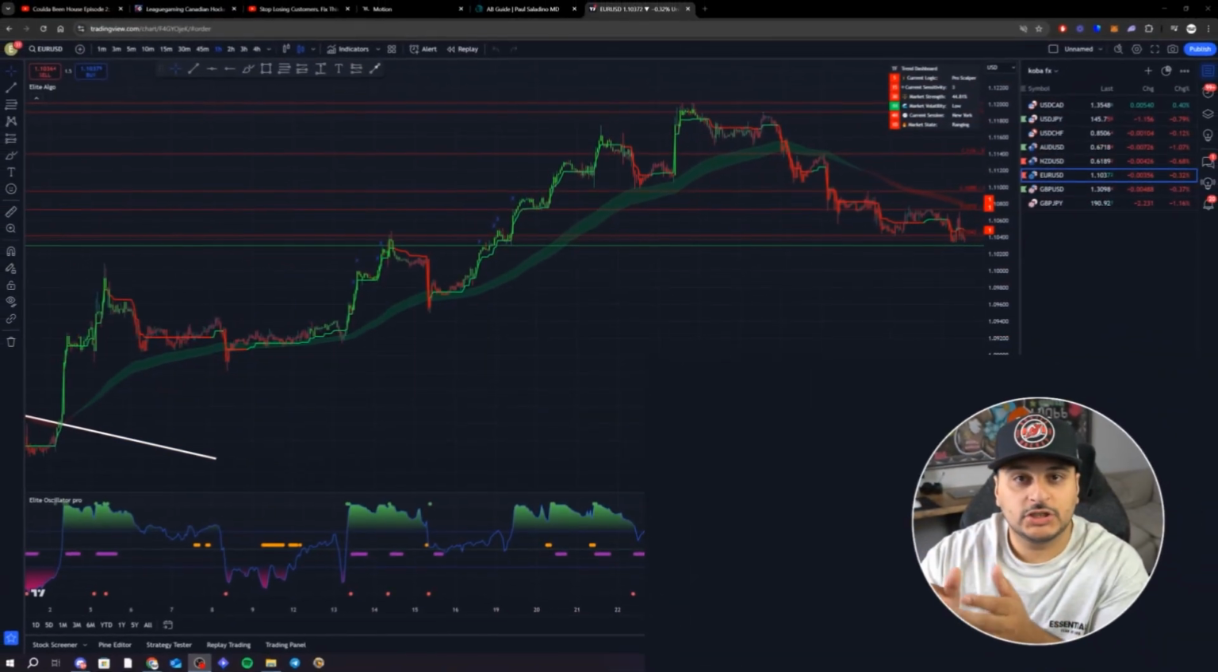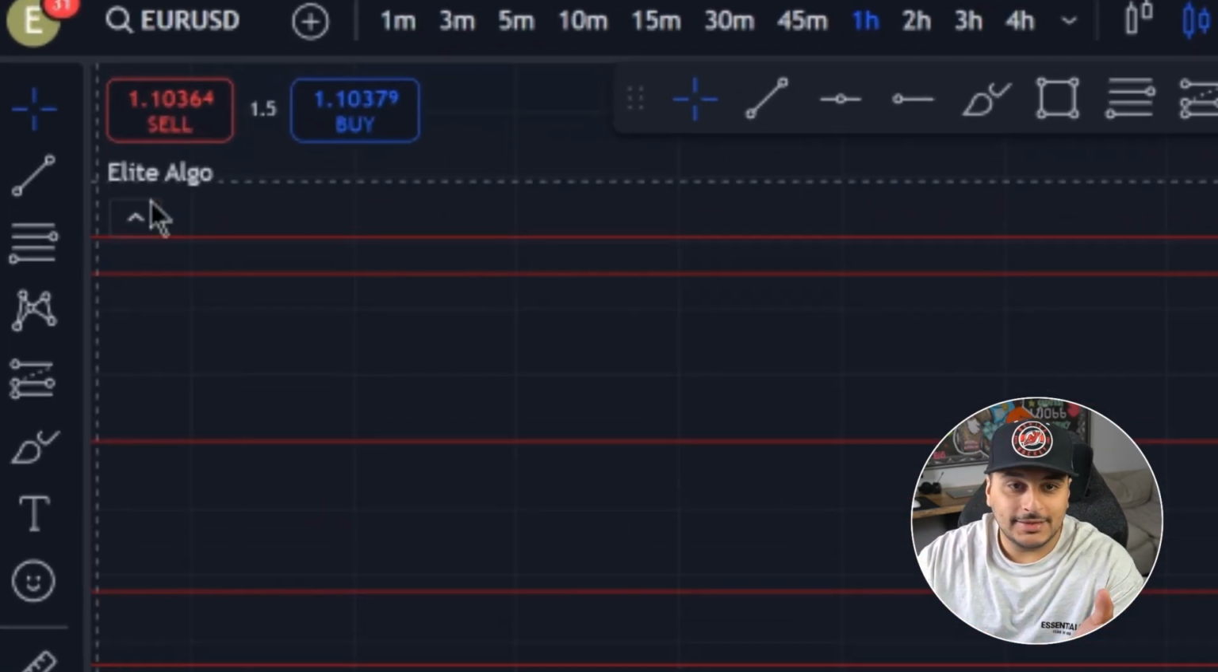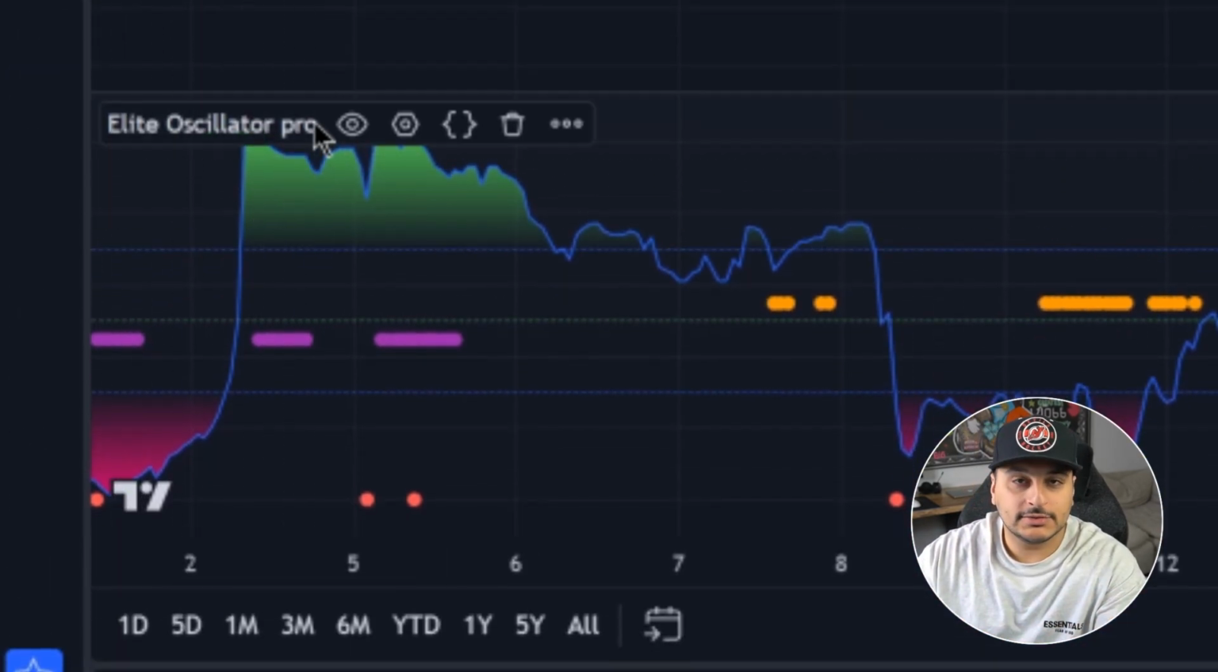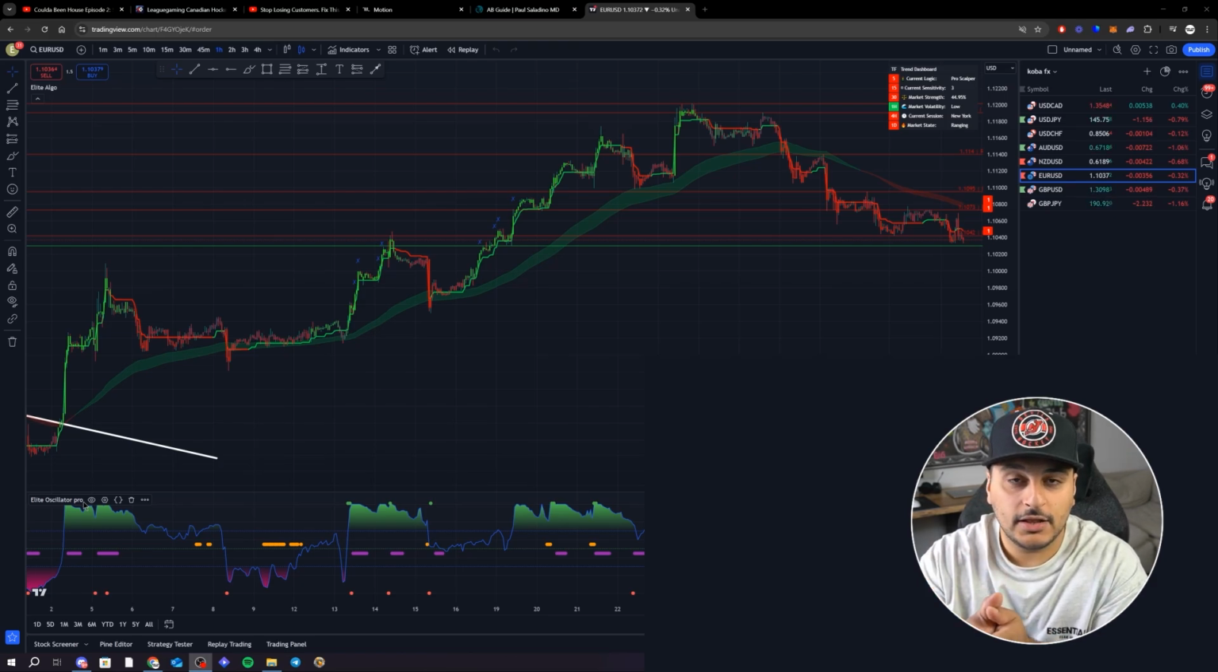Okay, so for this strategy right here, we're gonna need two indicators on our charts. We're gonna want the Elite Algo indicator and the Elite Oscillator Pro. Now these indicators are private indicators, so you have to request access, but I'll show you guys at the end of the video exactly how you guys can get access to these indicators so you can start using them right away. So first, let me show you the strategy, and then I'll show you guys exactly how you can get the indicators for yourself.